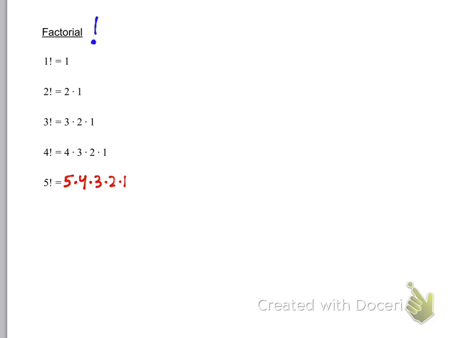Now, those are actual numbers, right? So 2 times 1 is 2, 3 times 2 times 1 is 6, 4 factorial is 24, and 5 factorial is 120. That's really useful when you talk about permutations and combinations later on in statistics, but I wanted to show you guys the factorial.